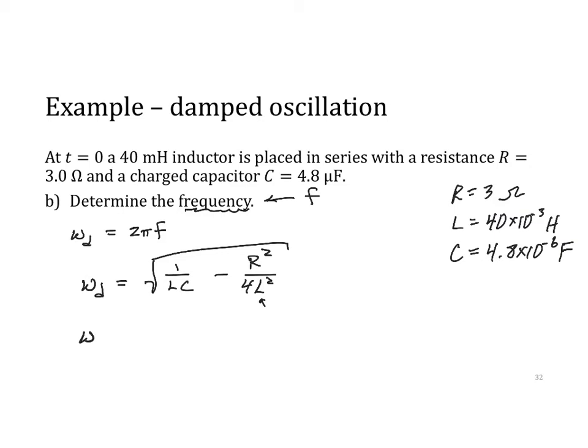And then to find our frequency, we need to divide by 2 pi to find our linear frequency. And so when we divide that by 2 pi, we're going to get something in the neighborhood of 3.6 when we round, times 10 to the 2, and this would be in hertz or in 1 over seconds.